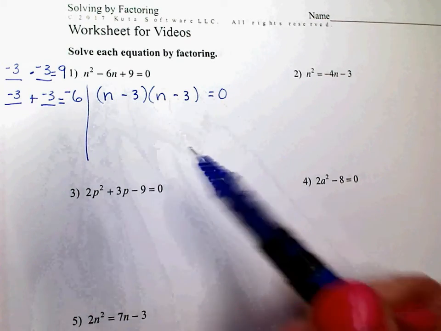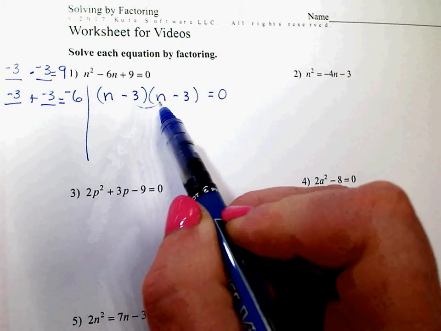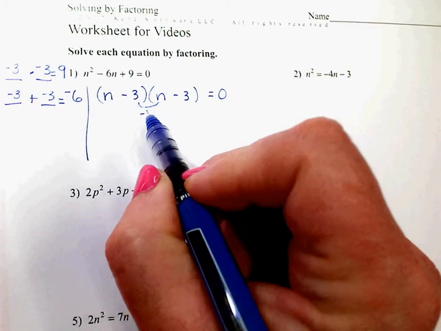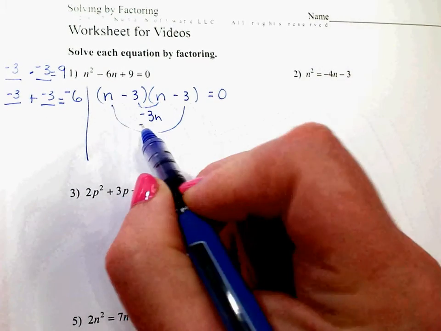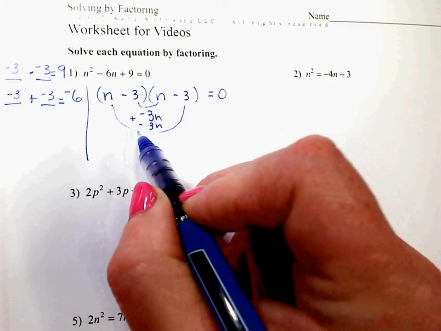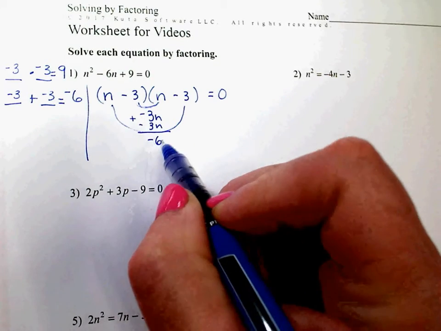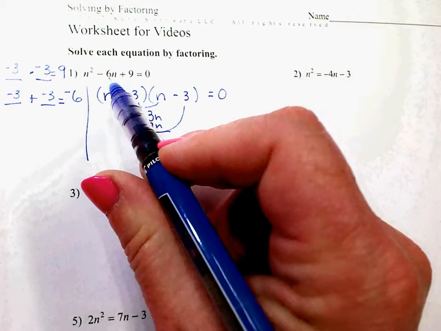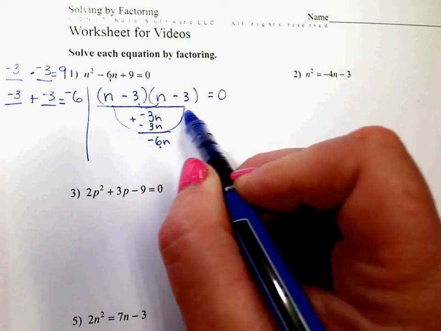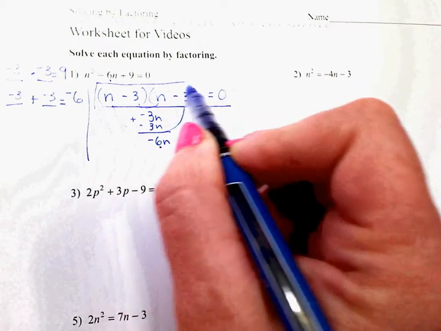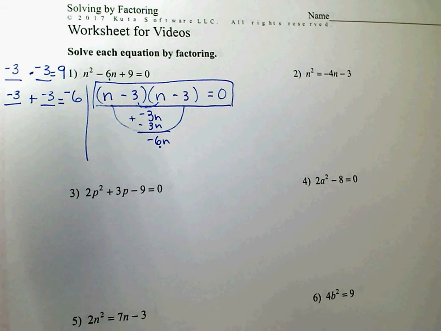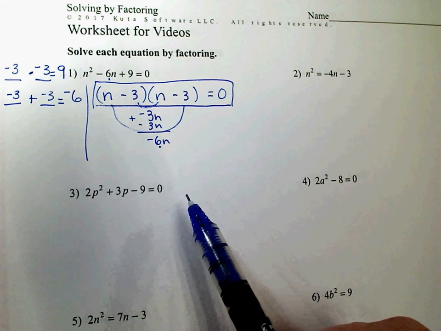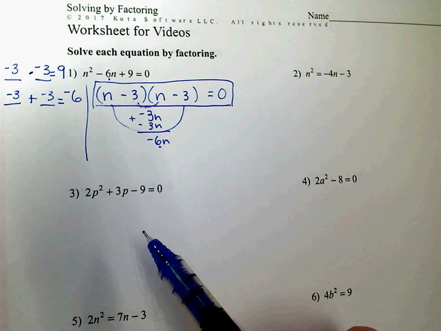And the middle term comes from a combination of multiplying these two together, negative 3 times n, and these two, negative 3 times n. And when you find the sum of those two answers, if they add up to your middle term, then you know that you have factored it correctly. So I have it factored correctly, and now I just need to do the last step, which is find the answers for n. However many n's I have, that's how many potential answers I can get.